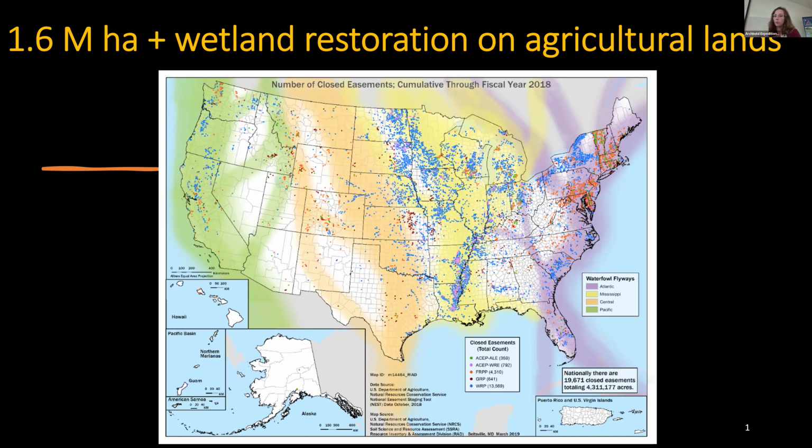The blue and pink symbols denote the projects, and the other colors denote the waterfowl flyways across the US. So you can see it's a really widespread practice. In many of these wetland restoration projects, some agricultural practices continue, such as grazing. There can be a low level of cattle grazing or prescribed fire, for example.